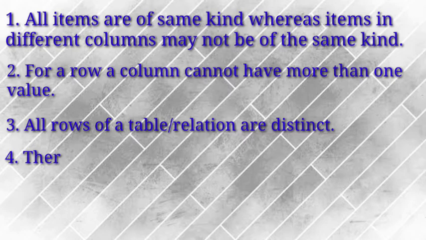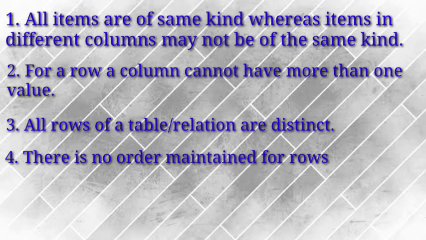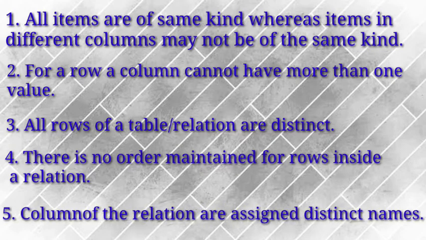The fourth property of a relation is that there is no order maintained for rows inside a relation, which means that we cannot access the information from the table by saying that we need the detail from row number 4 or 5 or from the column name. You need to write proper information in the query with the proper syntax. The fifth property of a relation is that the columns of the table are assigned distinct, unique names. You cannot keep the same name for two columns. I hope now you have understood what a relation is. It is the name of the table. We call a table a relation in SQL, and these are the properties which I have discussed.